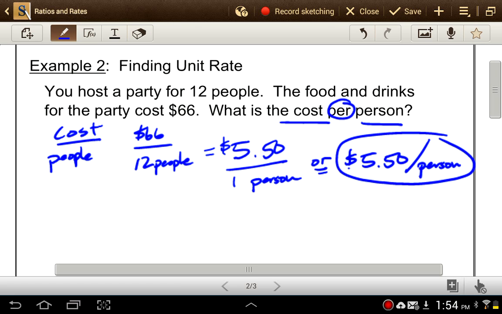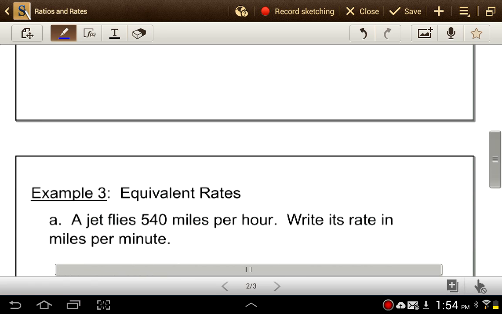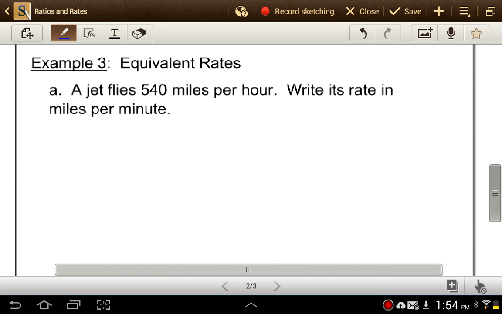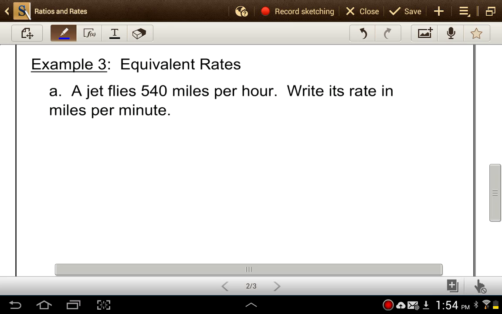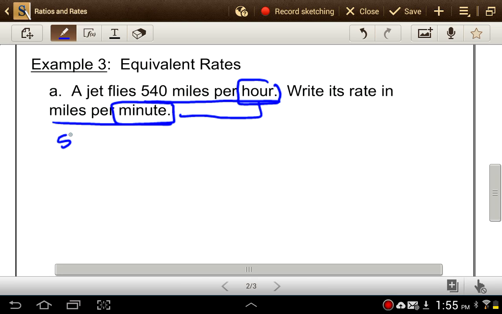Okay, next example. In example 3, we're going to be talking about equivalent ratios, or equivalent rates, excuse me. So, in this case, a jet flies 540 miles per hour. We're going to convert it to miles per minute. So the only thing that we have to change is our hours to minutes. So here's how we're going to do this. 540 miles per hour, well, that's a rate. It's a unit rate. So I'm going to write it as 540 miles in 1 hour.